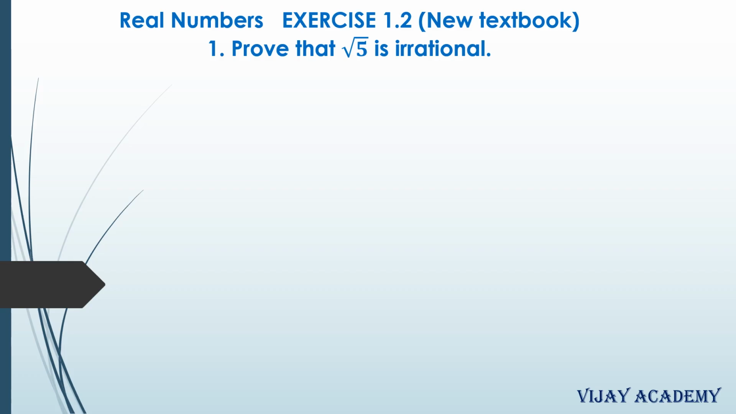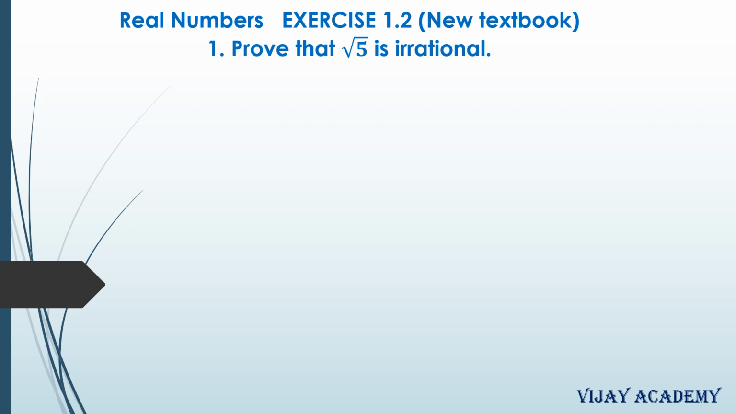So in this video, I am explaining exercise 1.2 as per the new textbook. The first question is: prove that root 5 is irrational. To prove root 5 is irrational, we use the contradiction method.